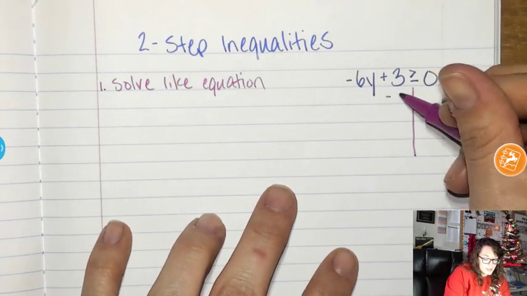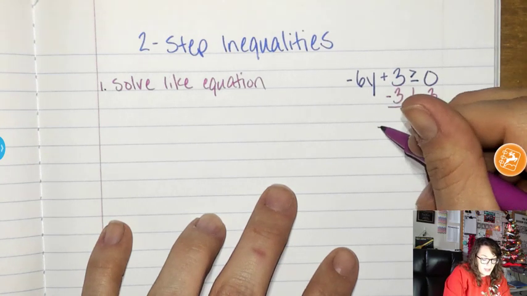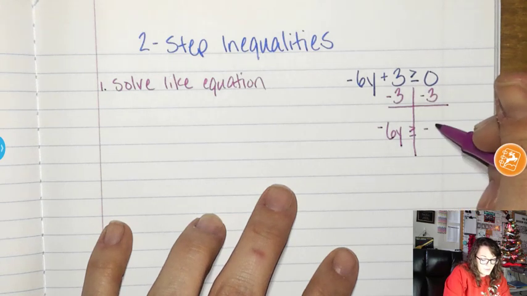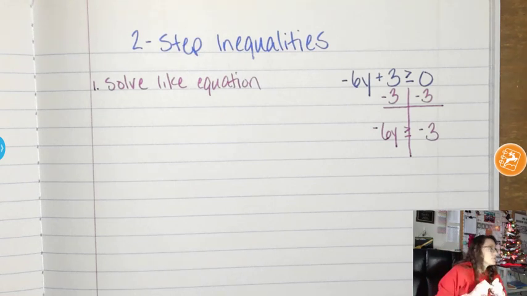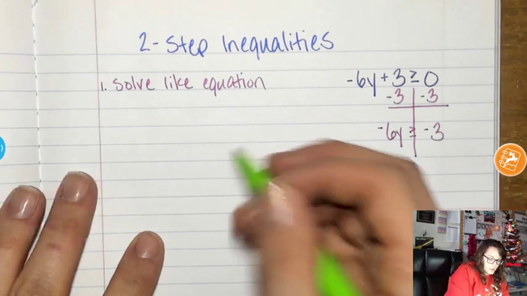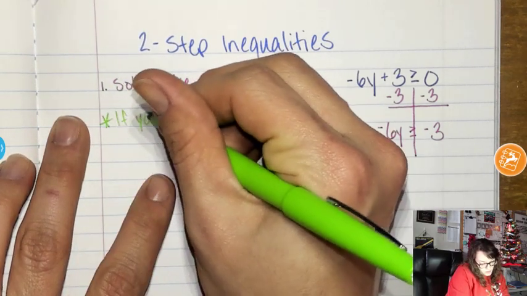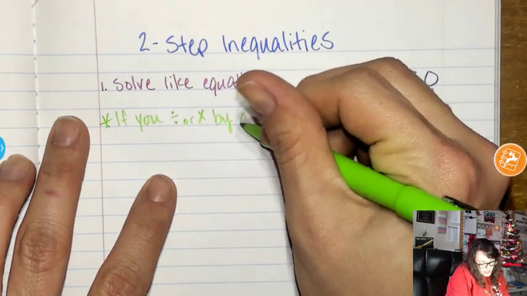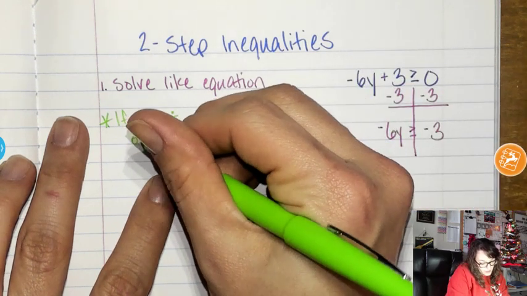So I'm going to minus 3 from both sides. So I end up with negative 6y is greater than or equal to negative 3. Then, here's where things deviate just a smidge. We divide by this negative. So if you divide or multiply by a negative on both sides, that's important.